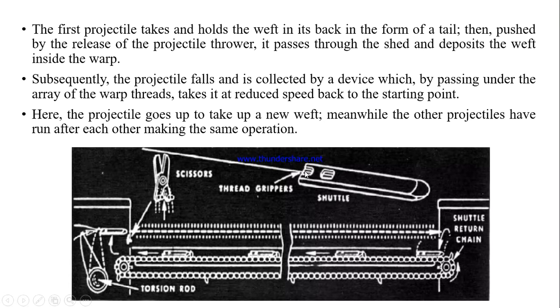Okay, so this is happening here. Then it is pushed by the release of the projectile thrower. Then this projectile is pushed inside the thread by the projectile thrower or picking shoe. It passes through the thread and deposits the weft inside the warp. So this is the schematic diagram of a loom.